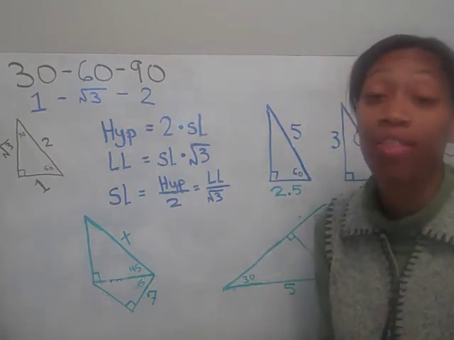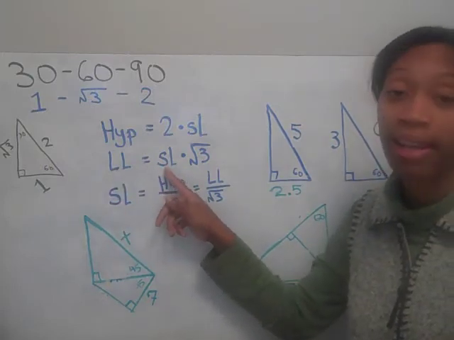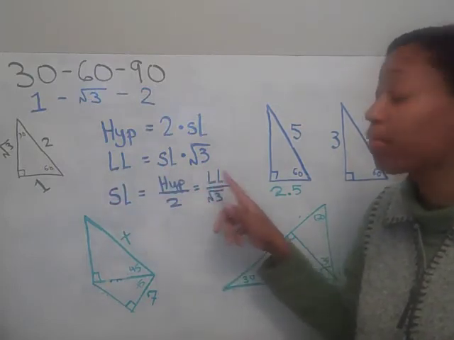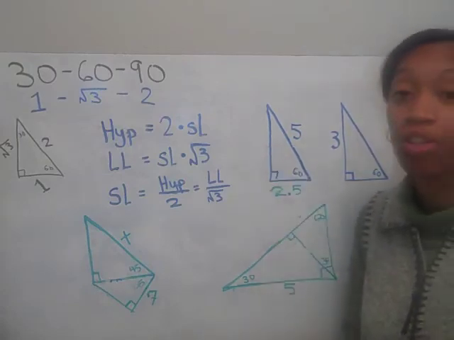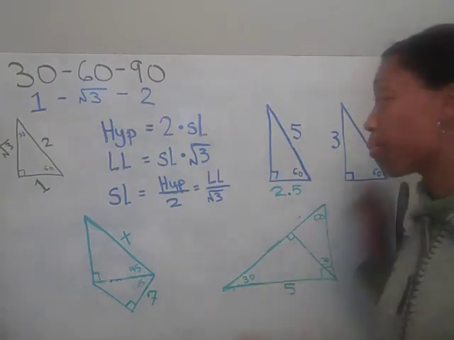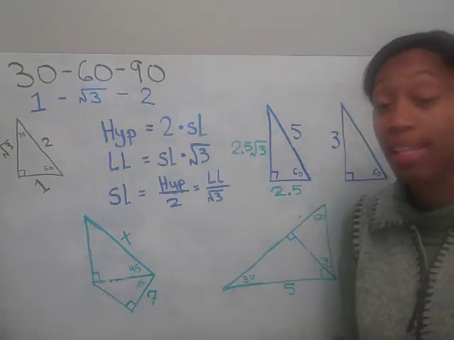Alright, now we can find the long leg. The long leg equals the short leg times the square root of 3. So the short leg being 2.5, the long leg will be 2.5 square root of 3. Alright, so we found all the sides.